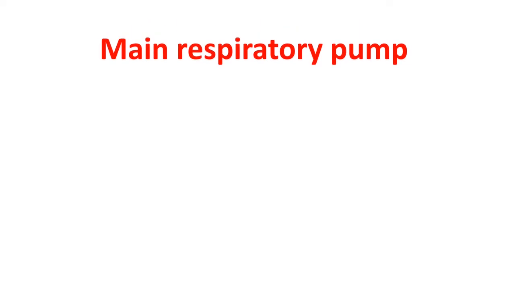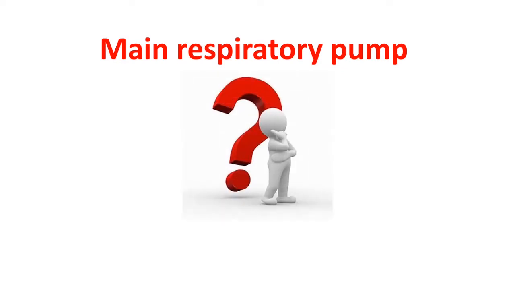What is the main respiratory pump? What is the main agonist that is going to produce the inspiration? Good question, isn't it? And the answer is the diaphragm. The diaphragm, the thoraco-abdominal diaphragm, the one between the thorax and the abdomen.